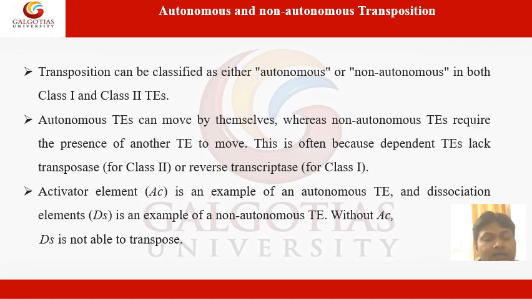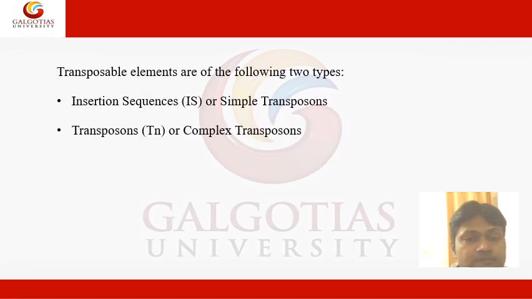The activator element, represented as AC, is an example of an autonomous transposable element, and the dissociation element, such as DS, is an example of a non-autonomous element. Without AC, DS is not able to transpose.